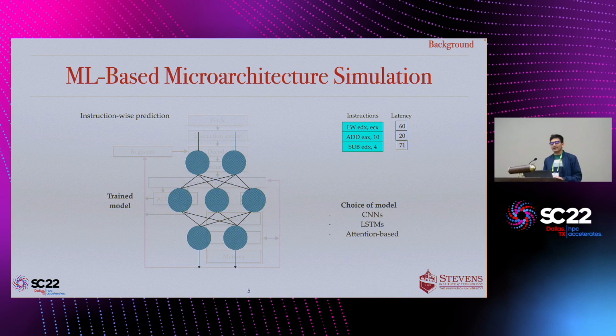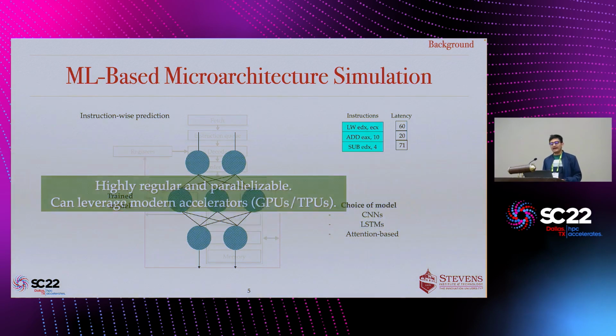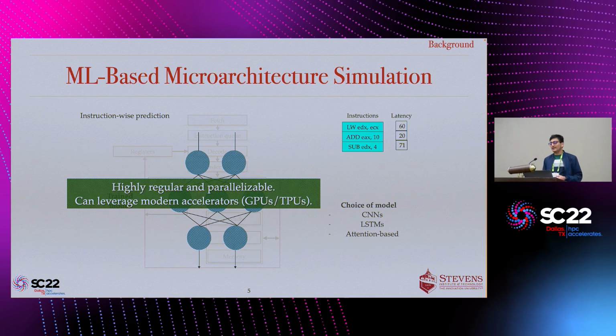So the main advantage of the choice of the model for this kind of machine learning simulation could be convolution neural networks, sequential models like LSTMs, or we can also use attention-based models. And these kind of models are highly regular, and they are also parallelizable. And we can leverage modern accelerators like GPUs and TPUs to further accelerate their performance. And that's the reason why we want to do machine learning-based simulation.